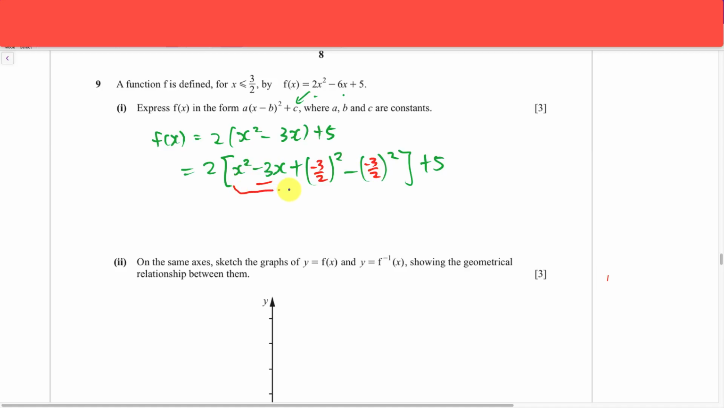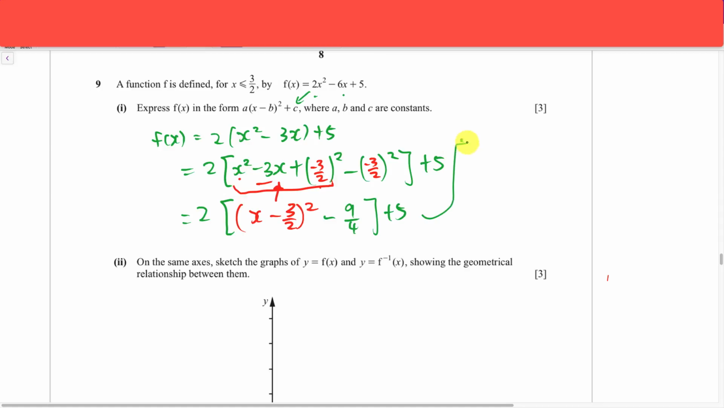Then the next step is to combine the first 3 terms into something bracket squared, take the first and last. So it will be x minus 3 over 2, all squared. Because after you expand this one, you will get exactly these 3 terms. If you do not believe me, you can go and do the testing by yourself. This one will be negative 9 over 4, plus 5.